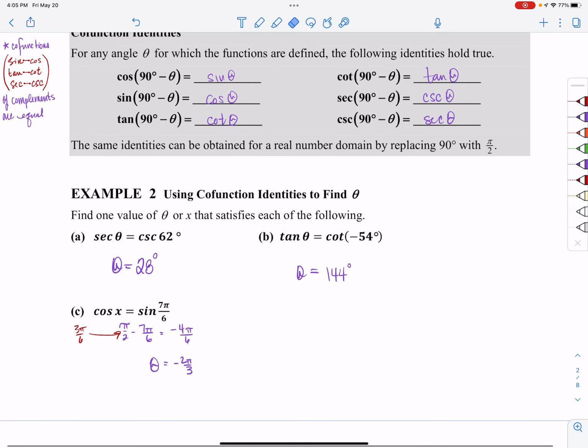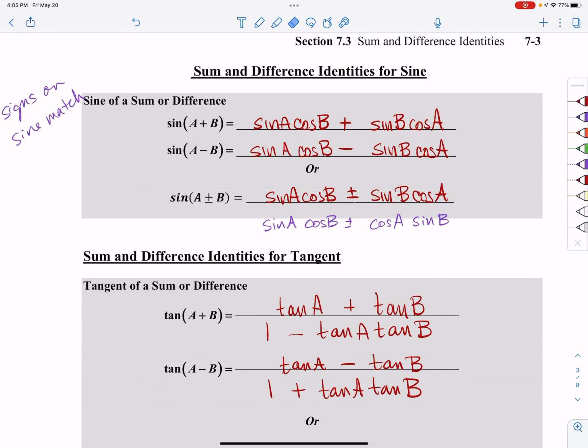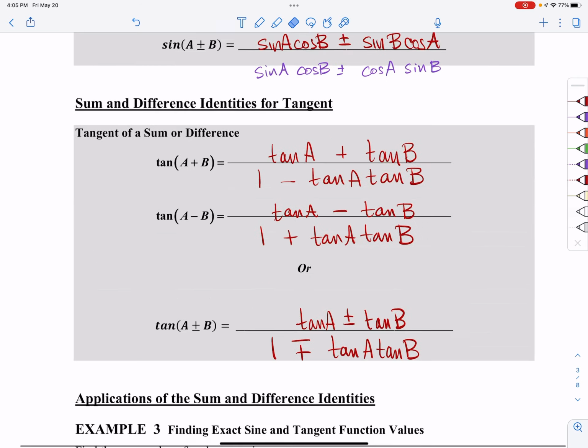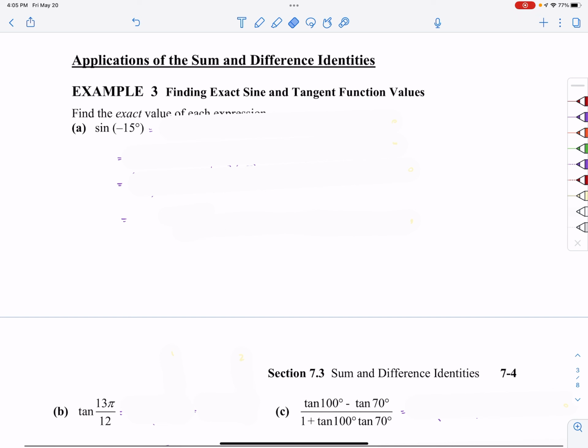All right, we've already done example 2 in the previous video, so if you missed that, go ahead and go back and watch that. Let's jump down to the sine and the tangent sum and difference examples here. So for example number 3, notice once again we're asked for the exact value, in this case of sine of negative 15. So once again, let's use that concept that we used in the first example.